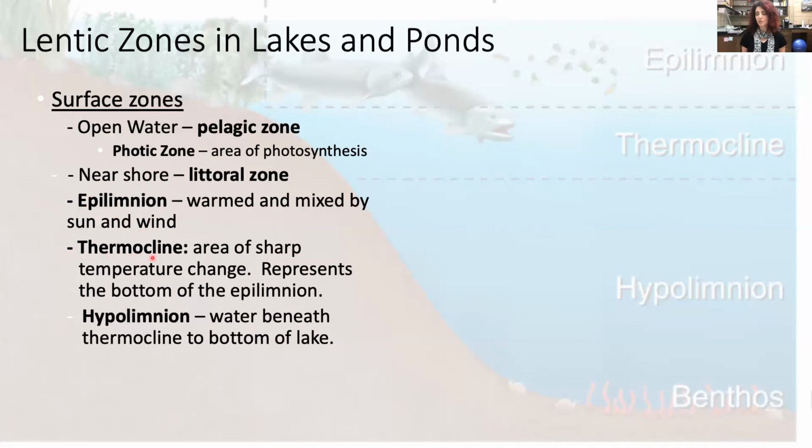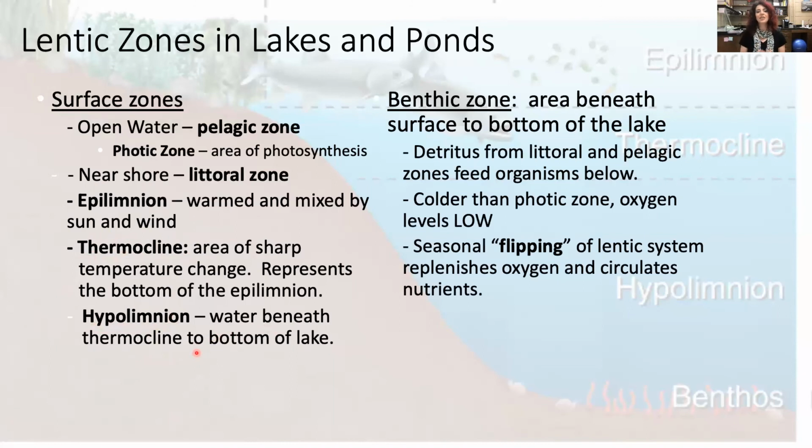Same thing with the word thermocline. Thermo means temperature. Cline is a change in conditions. So here we have a change in condition, specifically a change in temperature, making the word thermocline. Again, breaking down hypolimnion, limnion having to do with a lake. Hypo means under. So of course, this is the water beneath the thermocline to the bottom of the lake. Okay, so all of that is the surface zone. Next, we have the benthic zone. This is the area beneath the surface to the bottom of the lake.